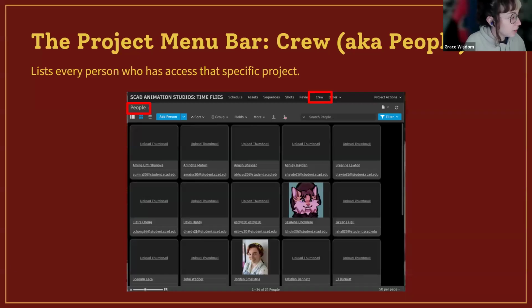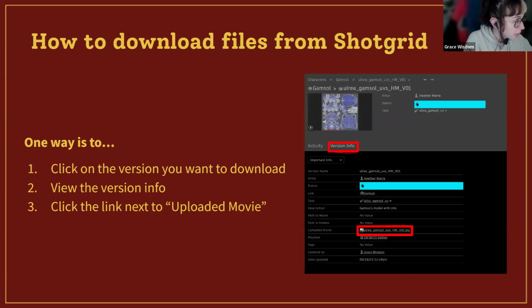Okay. And then of course your crew, it's the list of everyone who has access to that project. It's another tab that tells you who's all in ShotGrid, essentially. Pretty straightforward there. You can also download files from ShotGrid.